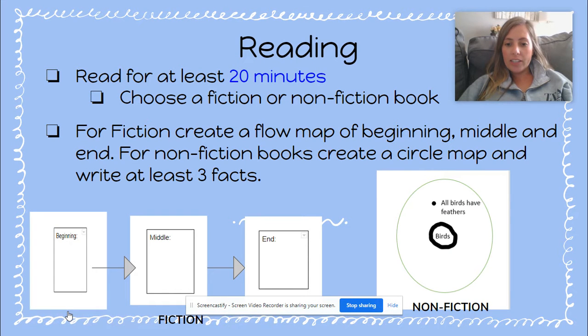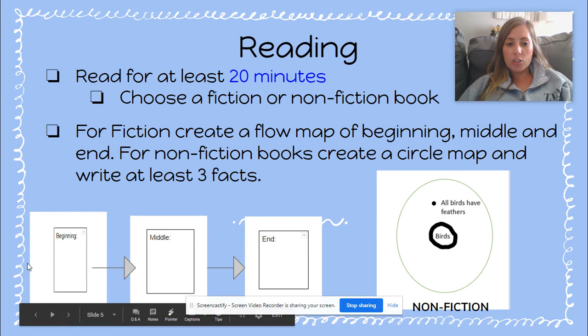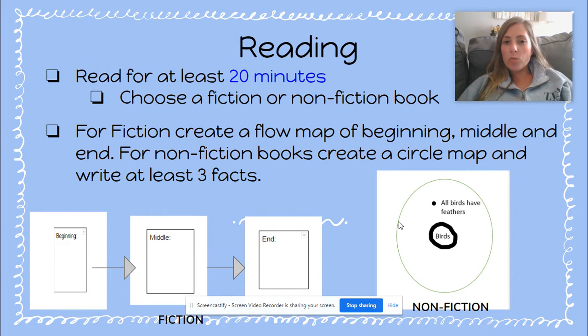All right, for reading, you're going to read again for 20 minutes, fiction and nonfiction, and then you're picking one fiction book to do your flow map with, or a nonfiction book to do your circle map with. We should be kind of switching these off every day. So if you pick fiction one day, then the next day pick nonfiction. So these activities, you're getting familiar and doing both of them, not just the nonfiction, not just the fiction, that you're doing both of them.